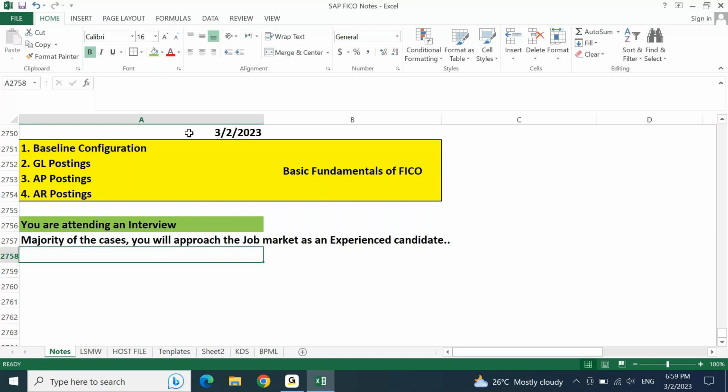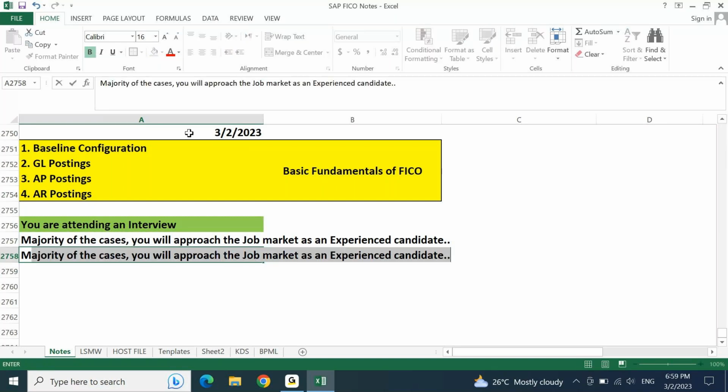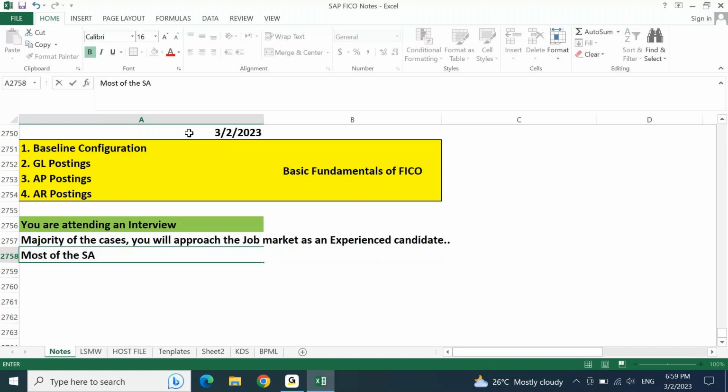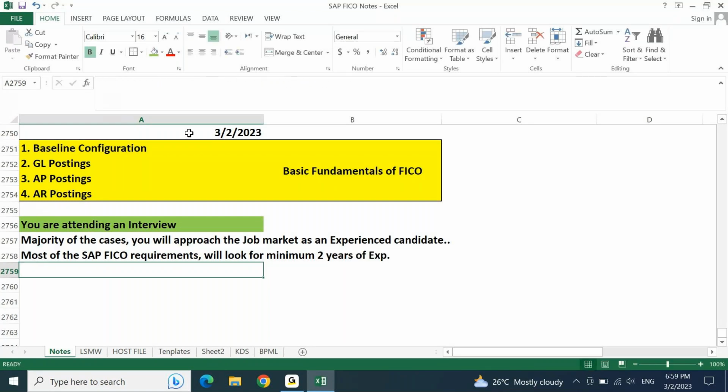Because most of the SAP FICO requirements will look for a minimum of 2 years of experience. If you look at 100 jobs, more than 80 will look for minimum 2 years of experience or minimum 3 years of experience. In short, everybody is looking for an experienced candidate. Point number one, clear? Everybody is straight away looking for an experienced candidate.